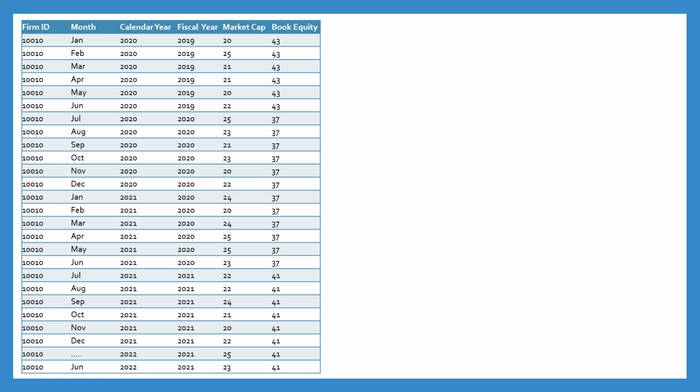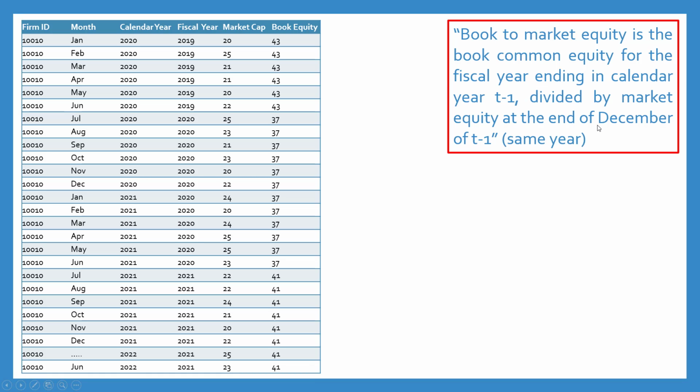Now, before we understand how we sort stocks on the basis of the book to market ratio, we would first have to understand how the book to market ratio is actually calculated. For that, let's look at this sentence from the Fama and French paper. It says that book to market equity is the book common equity for the fiscal year ending in calendar year T-1 divided by market equity at the end of December T-1. It's quite a complex sentence, so to understand this, we have this example data set where we have a single firm, which is 10010, and we have their monthly data.